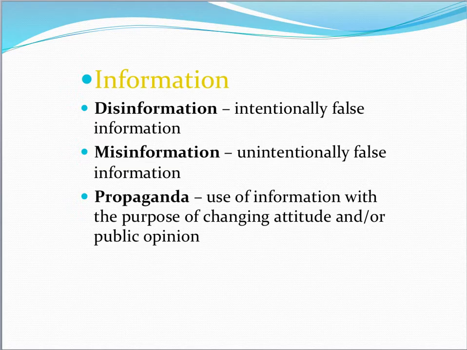Here we have three types of information, let's say. The first one is disinformation, and this is intentionally false information. So it is information that is communicated, but it's intentionally false. Then we have misinformation, and this is information that is also false, but it's communicated unintentionally. Okay? So there's a big difference here.